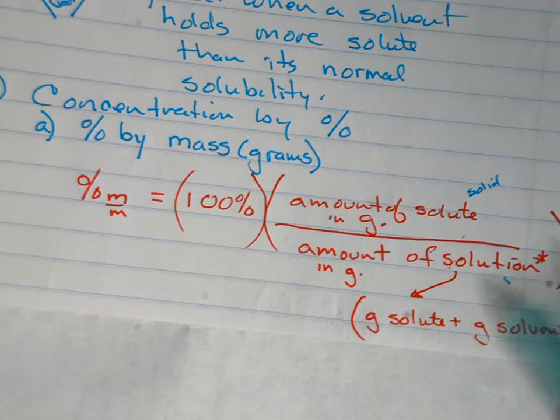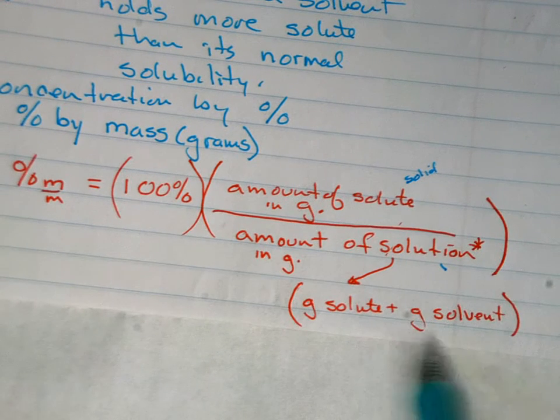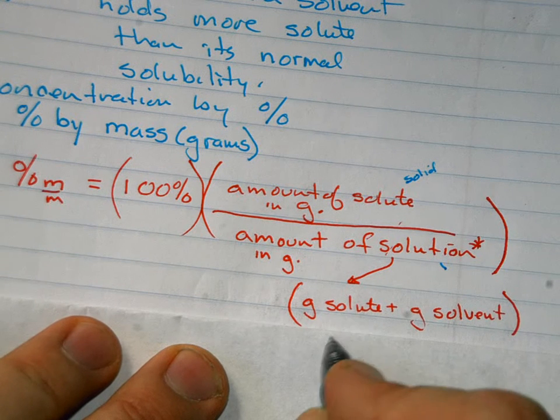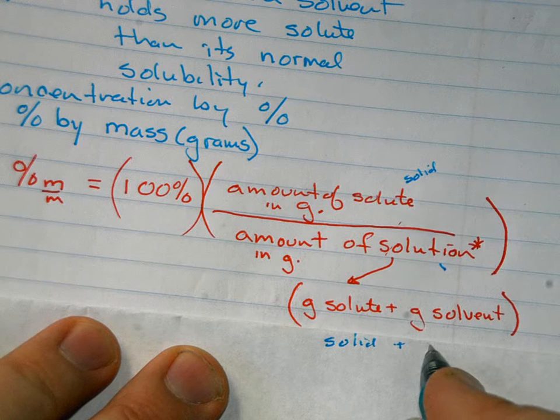So we define the solution in this problem as the grams of solute, plus the grams of solvent. So the solution is the grams of the solid plus the grams of the liquid part.